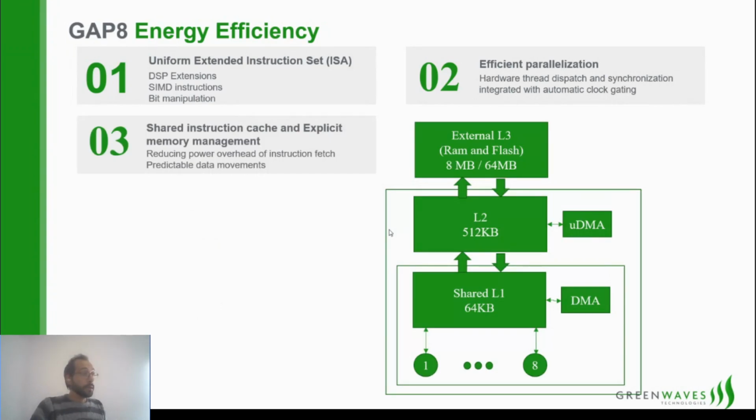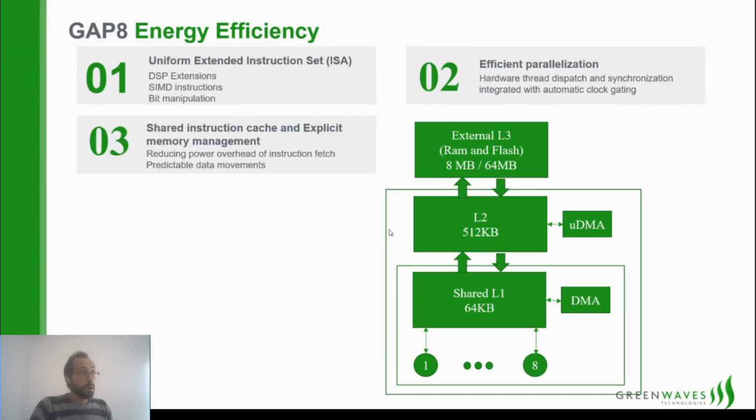Then all the cores in the cluster share an instruction cache, which reduces the instruction fetching in case you want to fetch the same instruction for the same cores. And also we don't implement caches. So even if they are called L1, L2, L3, these are just levels, but they are not caches. These are memories that are explicitly addressed.